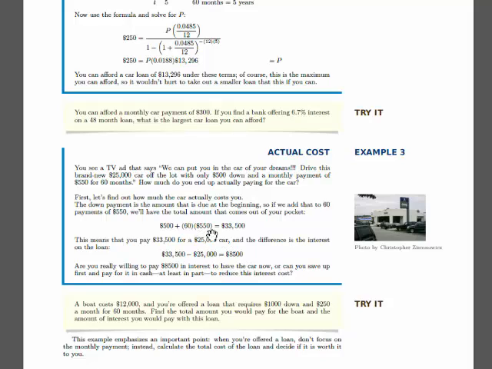And all you do is multiply the monthly payment amount times the number of payments, and then here we're adding on a down payment that we had to make to figure out how much we actually pay for the car, and then subtract that from the sticker price to figure out what interest we paid. So that's a simple calculation, just a little bit of arithmetic to figure out how much interest we pay on a loan like this.